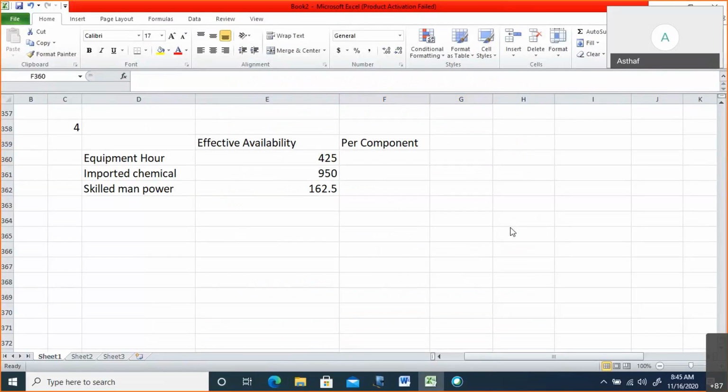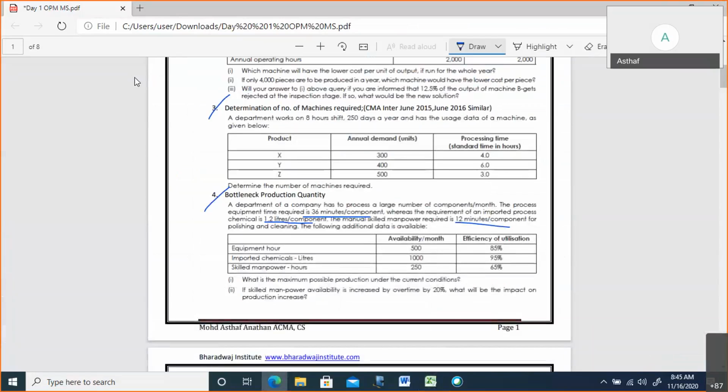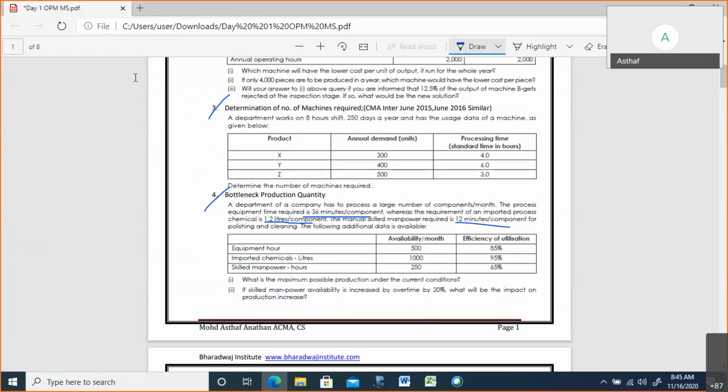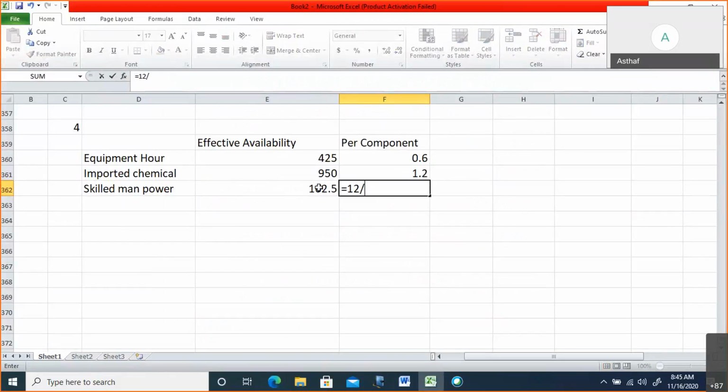The first, 36 minutes, we can convert into hours. 36 by 60 is 0.6. Chemical, we have 1 per component. Here we have 5 minutes. But this is hour, look here. This is hour and this is minute. So we will make this also per hour, so 0.2. So what will be the component? This is point number 1. This will be 2 divided by 3.